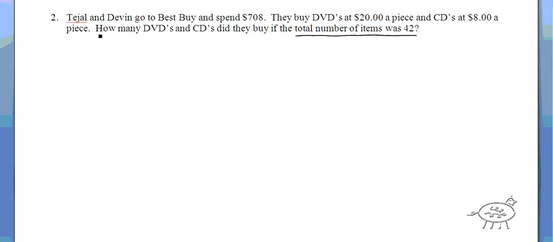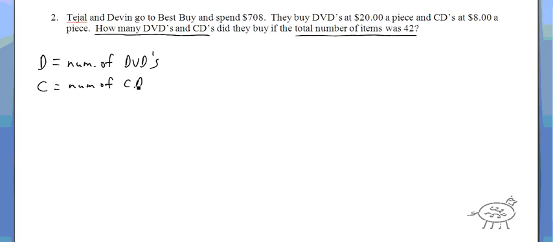So first of all, here's my question. How many DVDs and CDs did they buy? So there we go. We're going to say D is equal to the number of DVDs and C is equal to the number of CDs. Okay, now it's not the cost anymore, it's how many. So be careful what you're looking for here. And remember, it's probably going to be a whole number now. If you don't get a whole number, I would go back and check your work.